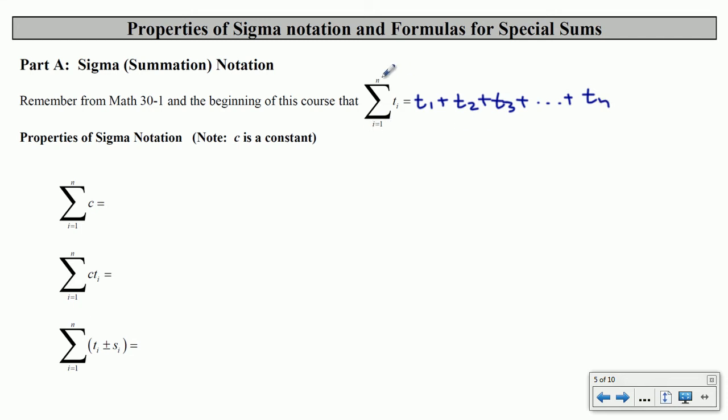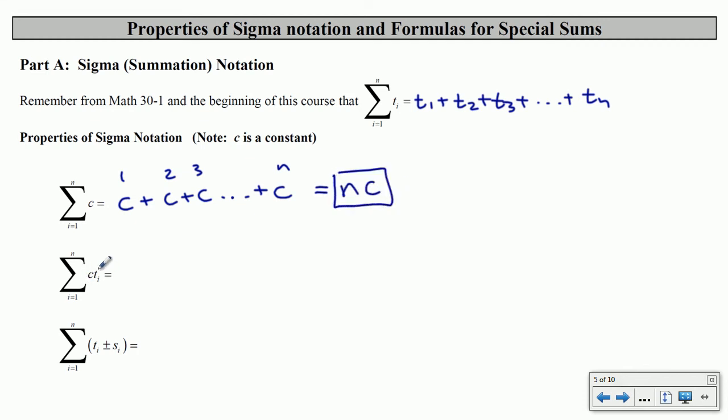We start from 1 and go up all the way to n, and the sigma means add. So a few properties of sigma notation we will develop right now. The sum of c from i equals 1 to n, so there's nothing really being iterated here, it's just c the whole way through, n times. So we would basically have c plus c plus c all the way up to an nth c, so 1, 2, 3, and so on to n. So we basically have nc.